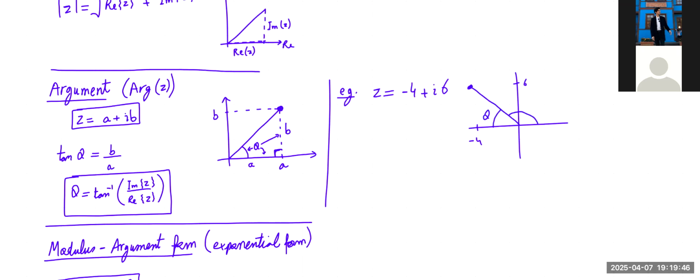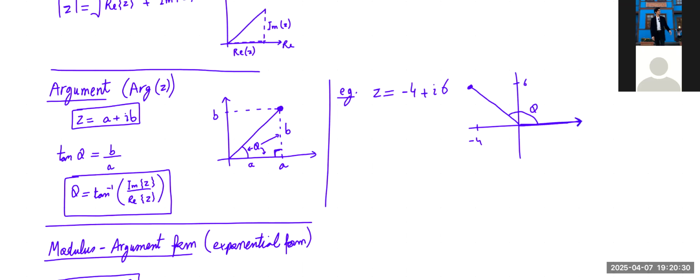Which one's the argument? That's a pretty good question. Is it the angle with the positive x-axis, or just the angle with any of the axes? We have to find the angle with the positive real x-axis. So basically, we need to find this angle specifically. It's not the closest x-axis, but the positive side of the real axis.